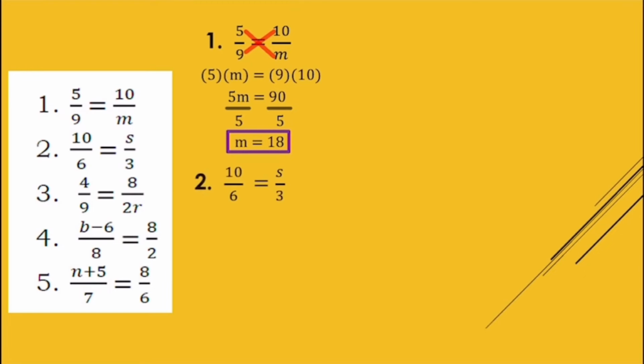Next, for number 2, we have 10 over 6 is equal to s over 3. So let's multiply 10 times 3 is equal to 6 times s. So we have 30 is equal to 6s. Again, let's apply the division property of equality. Let's divide both sides by 6. So 6s divided by 6 is s, and 30 divided by 6 is 5. So the answer for number 2 is s is equal to 5.